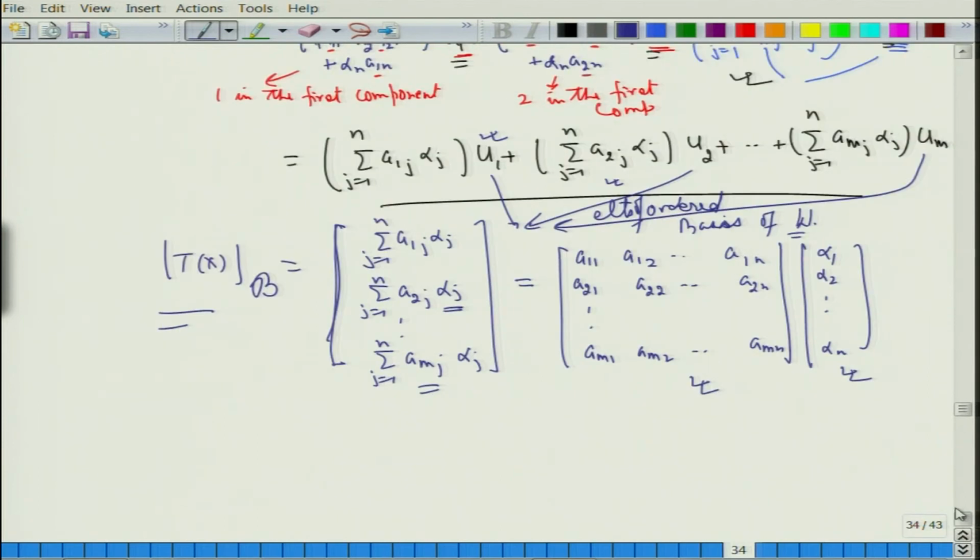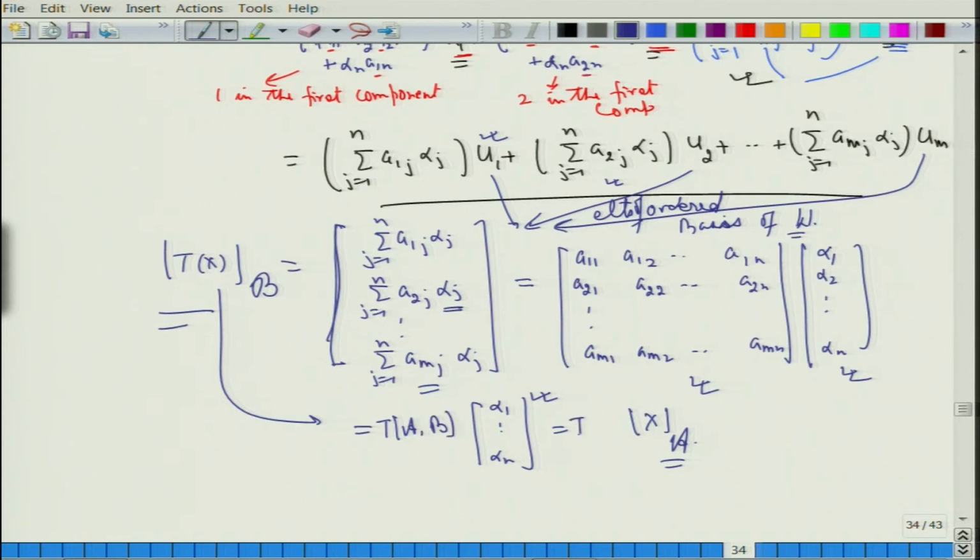So any linear transformation T of x looks like a matrix A times alpha 1 to alpha n, and this vector was nothing but x of A. I do not want to confuse this A with that A, so let me write a different notation here. The notation that we follow is T of A and B. So it is T of A and B times x of A.